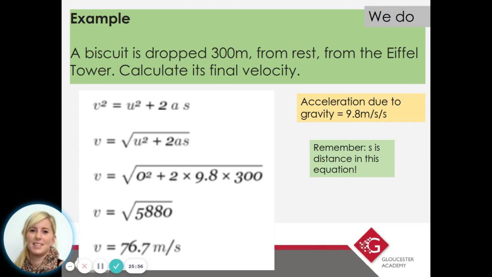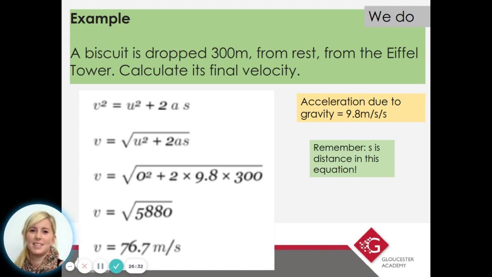From the Eiffel Tower bit is actually irrelevant. It's not going to help you with the calculation. Calculate is final velocity. So we want V. So we know what we want. And they've also given in this question that acceleration, so A, is 9.8. And a slightly different way of saying 9.8 meters per second squared is to write meters per second. Okay? So what we have now is we need to think about how we rearrange the equation. So we need to get v squared on its own, and then eventually when we've worked out v squared, we'll have to square root it.